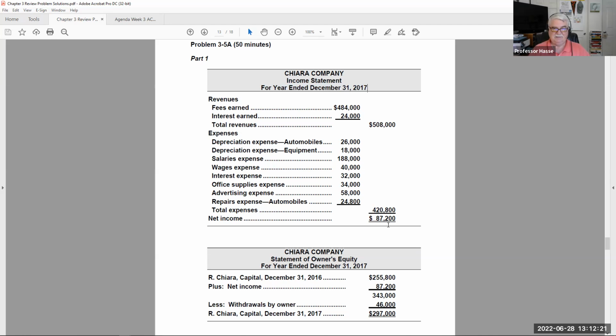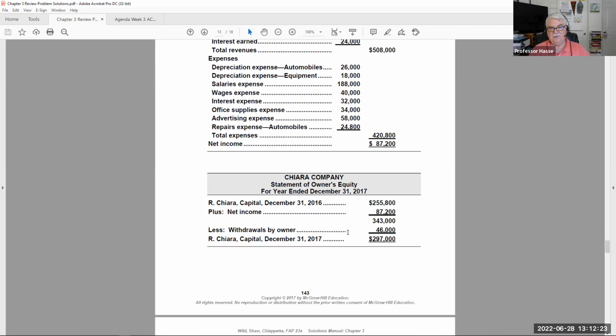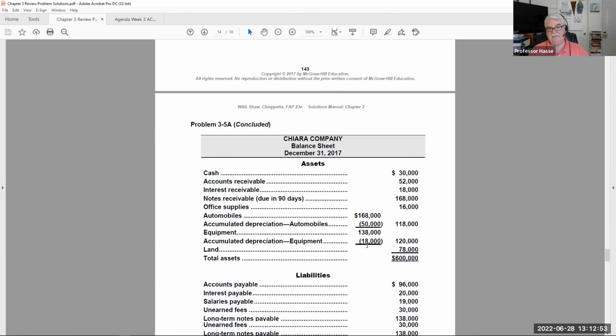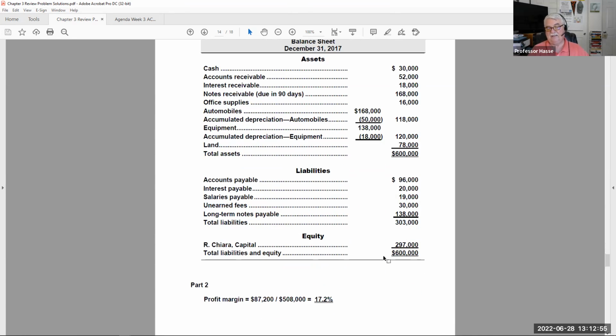Then you take that $87,200 profit and put it in the statement of owner's equity, meaning we started out the year with $255,800. We add in the net income that we just showed for the year here, and then we take out any withdrawals by the owner right here. That's on the adjusted trial balance, and we come up with our capital balance at the end of the year. Beginning balance, profits, less withdrawals. Then we take this $297,000 and it adds to the balance sheet under the equity section.